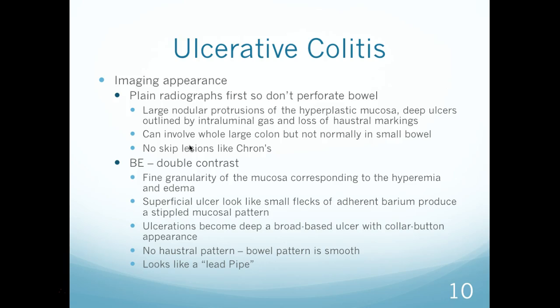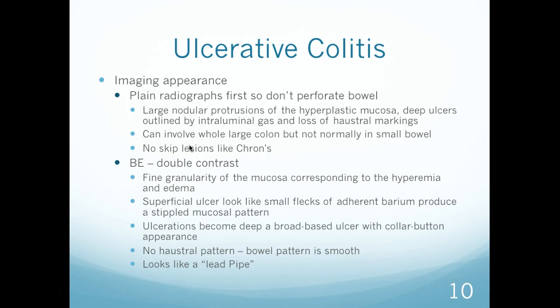So Crohn's can involve the whole large colon also, but Crohn's will have skip lesions, where we talked about how there's abnormal bowel with normal bowel, then abnormal bowel with normal bowel. So we call those the skip lesions. So usually ulcerative colitis attacks the descending colon, but it can involve the whole colon, but not the small bowel, whereas Crohn's will involve the small bowel, the ileum, and the large colon.